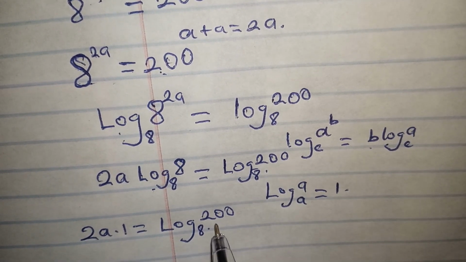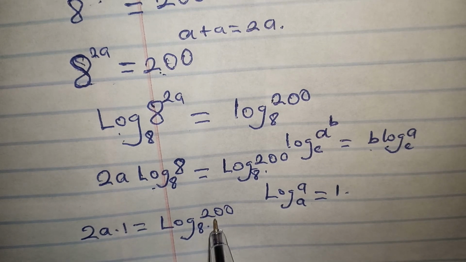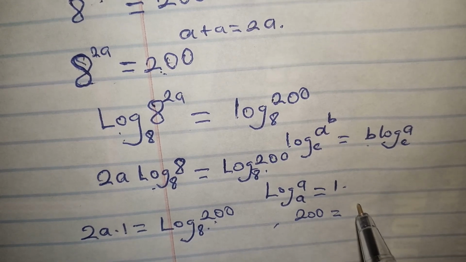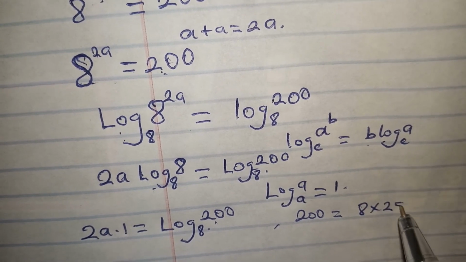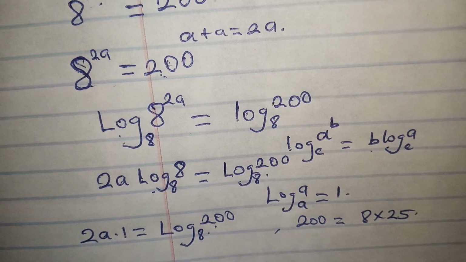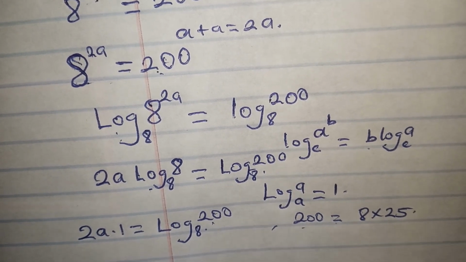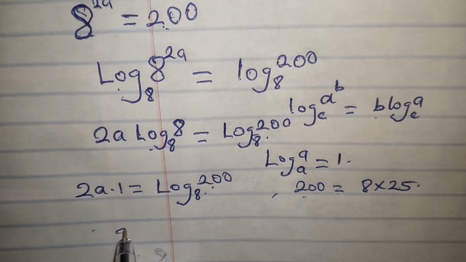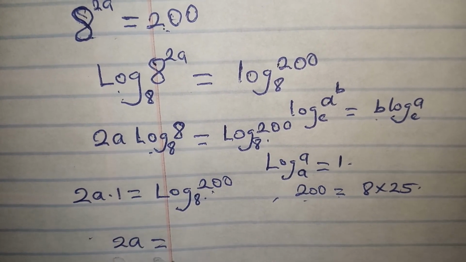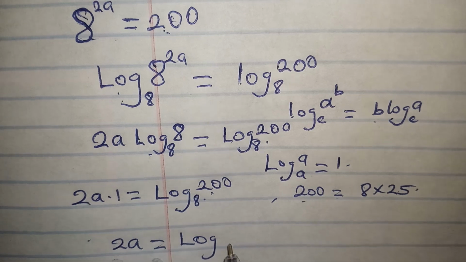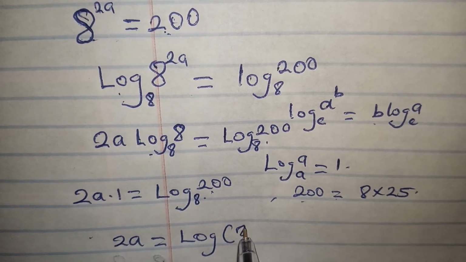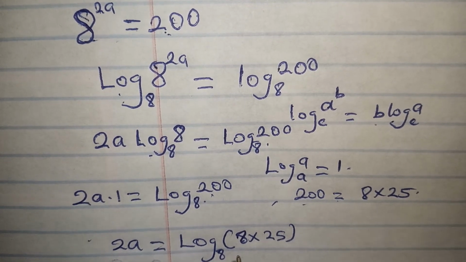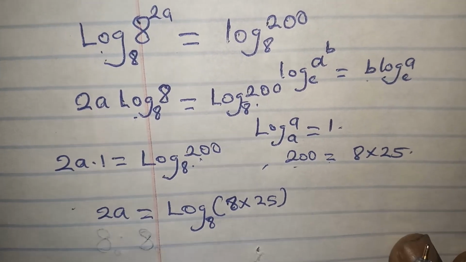Since we are having this, we can rewrite this 200. Recall 200 is also equals to 8 times 25. So therefore we'll have this to be 2a is equals to log of open bracket 8 times 25 close bracket, to base 8. Okay, so this is what we are now having.